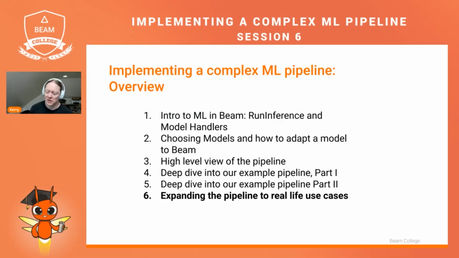So we've been going over in this intermediate session implementing a complex machine learning pipeline in Beam Python. We talked about the run inference transform that makes machine learning easy, the model handlers that let you use a variety of frameworks. We talked about choosing models and how to adapt them to Beam, a high-level overview of the example pipeline we're using, and then a deep dive into the pipeline code and how to actually construct a complex ML pipeline in Beam. And we got to see it running live successfully end to end.